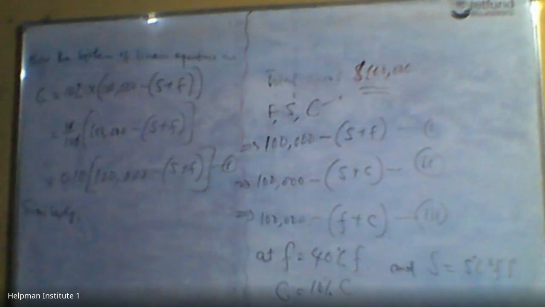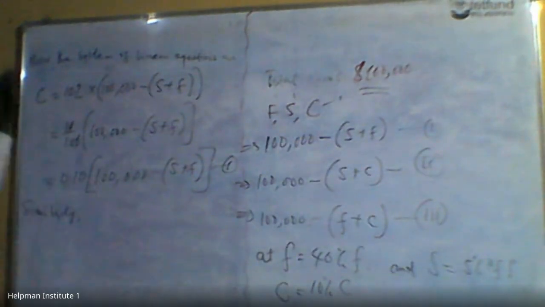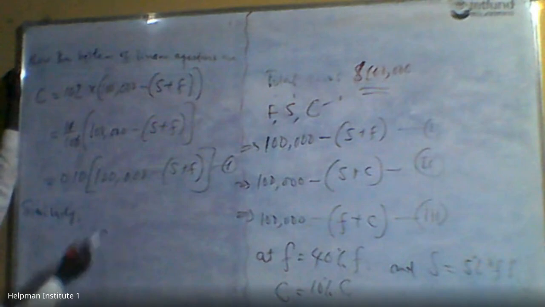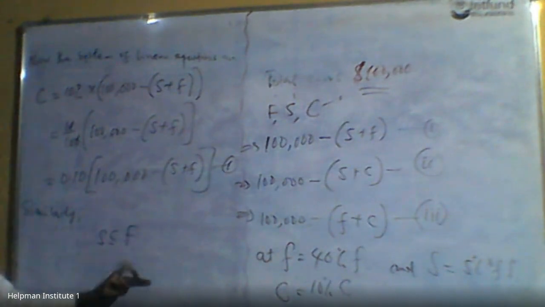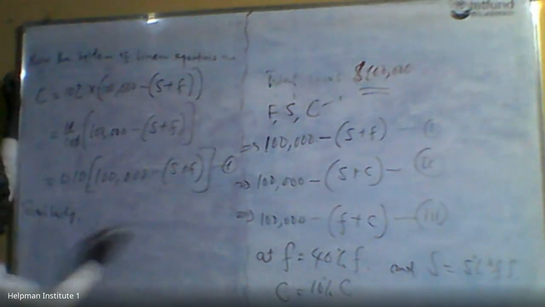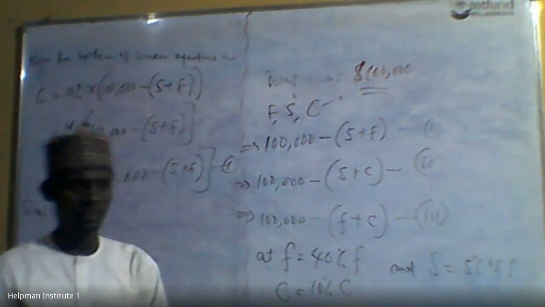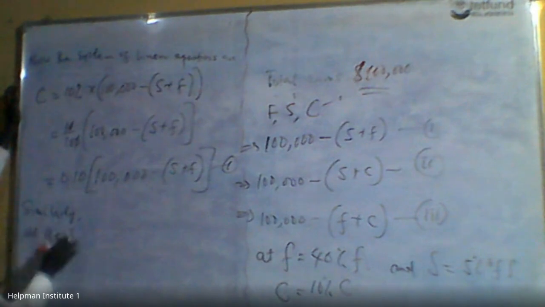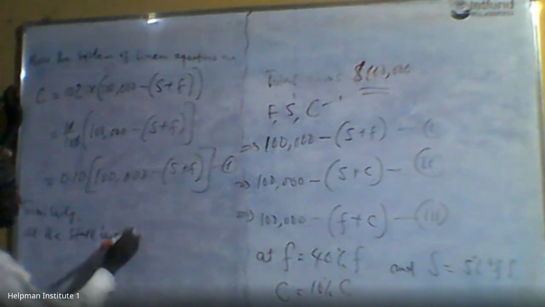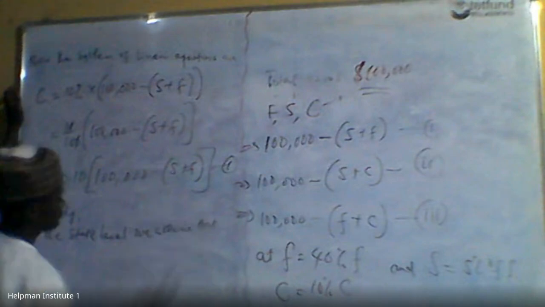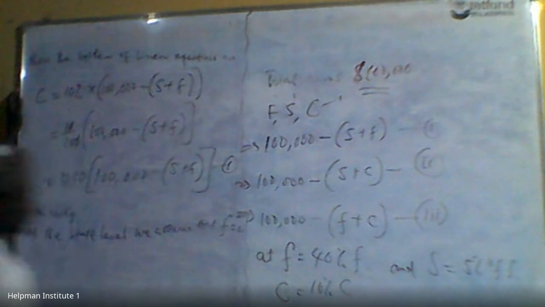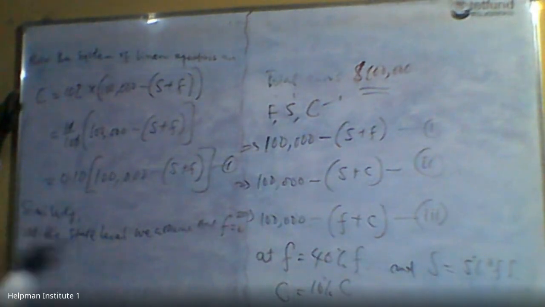So now at the state level, remember the state is always a proper subset of the federal contribution. So at the state level, we assume that there is no federal donation. At the state level, we assume that F is 0, since we are computing the result at the state level.